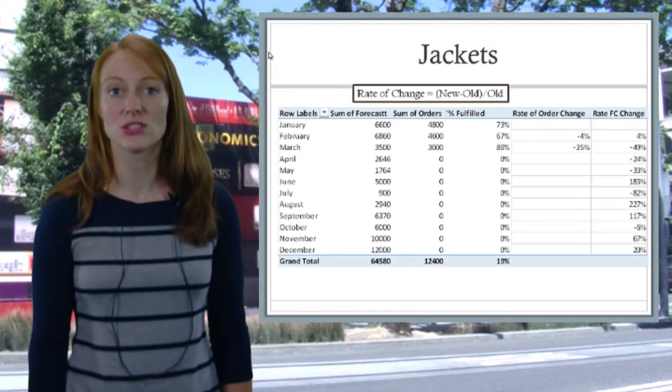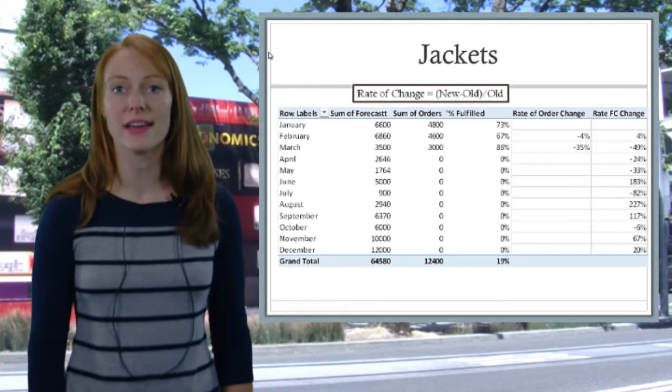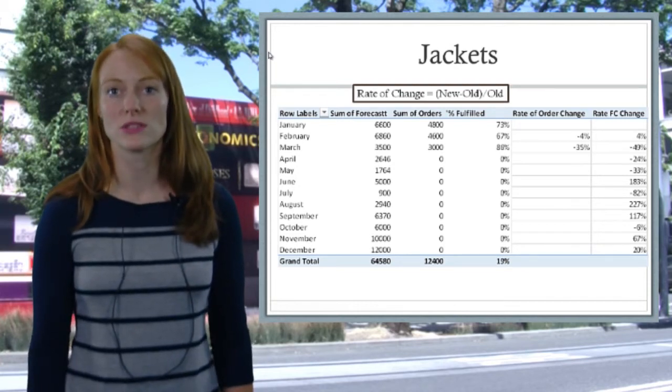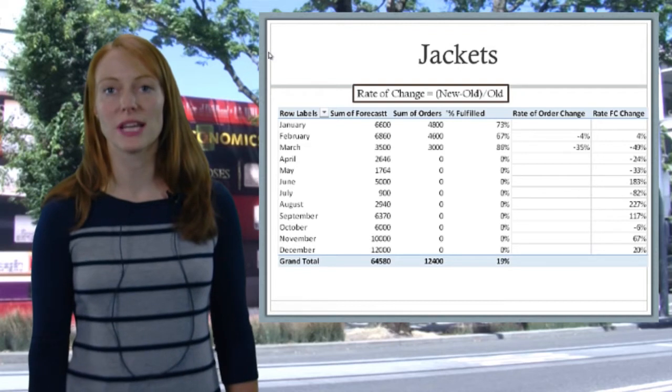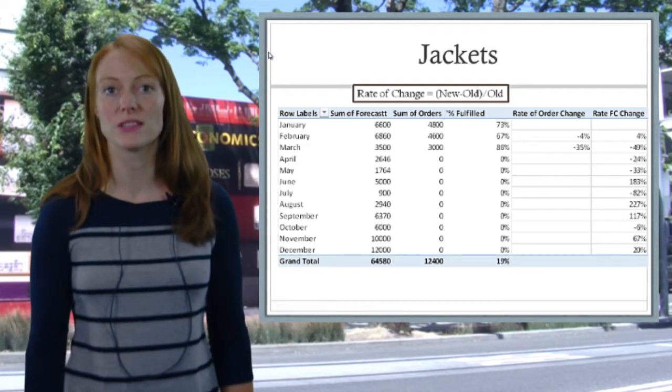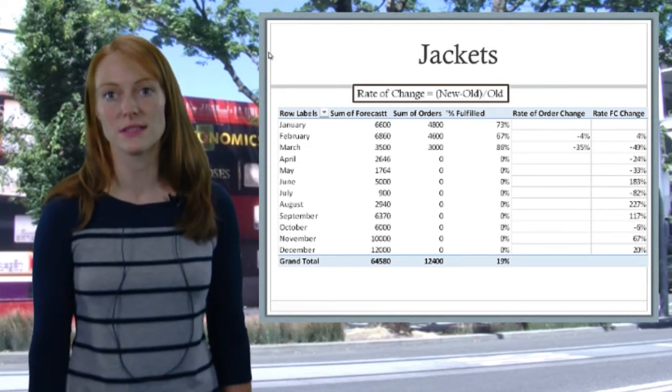Another thing I want to look at, just on my end as a planner, is how I had anticipated the orders to decrease. So I'm going to look at the rate of forecast change that is going to be based off my original plans for the season.